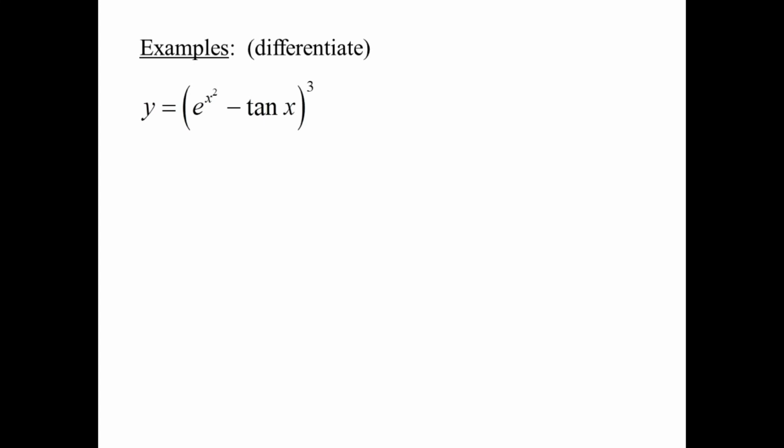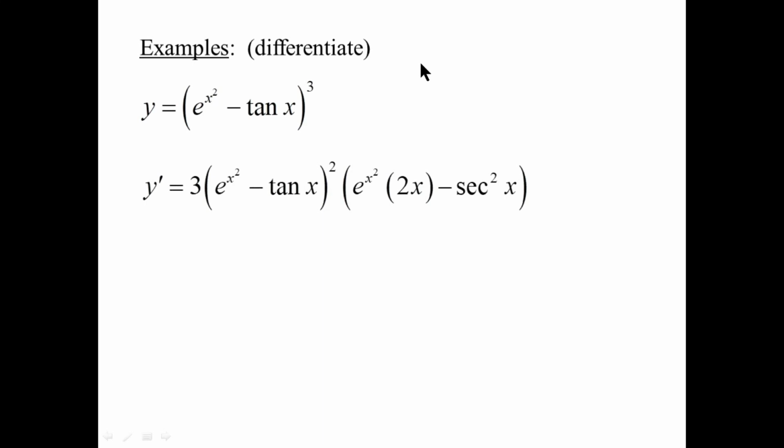A third example, y equals e to the x squared minus tan x all cubed. The derivative is fairly simple. We'll take the 3, multiply by the large factor here, all to the 2, and then differentiate the factor as follows. 3 times all of that to the 2 times the derivative in here, which is e to the x squared times 2x minus secant squared x.